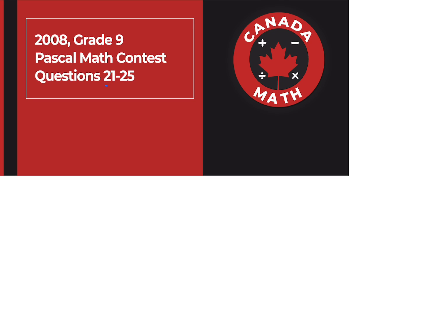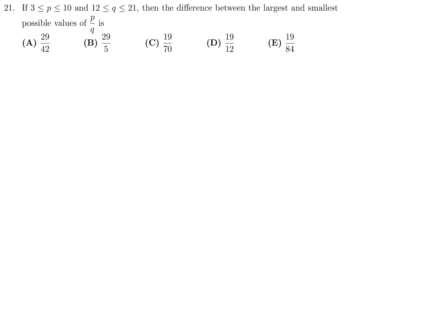Questions 21 through 25 on the 2008 Grade 9 Pascal math contest. If P is between 3 and 10 and Q is between 12 and 21, then the difference between the largest and smallest possible values of P over Q is.